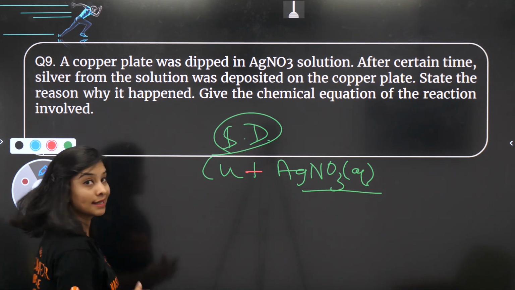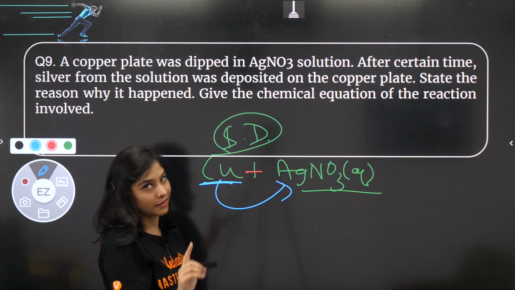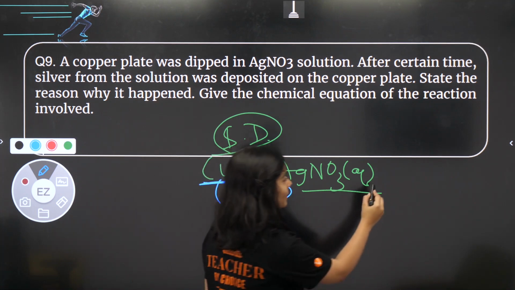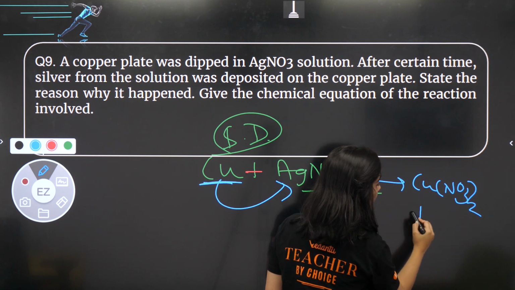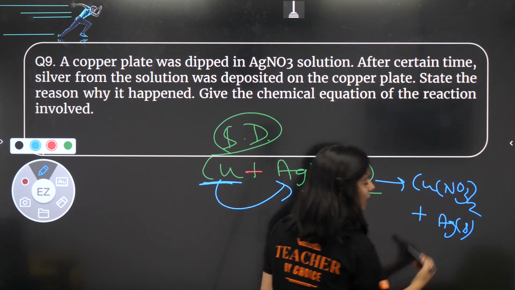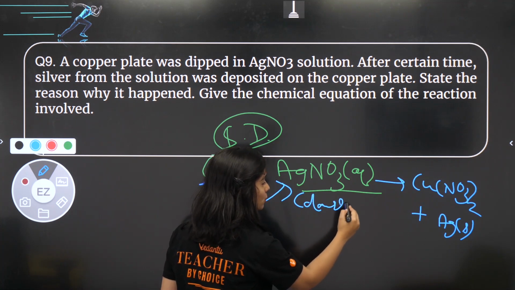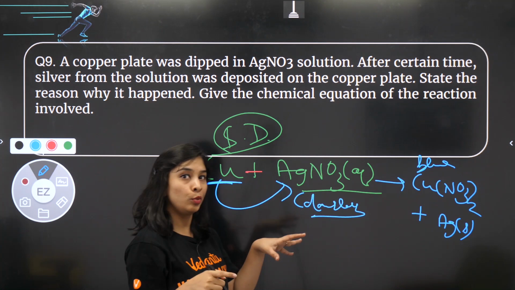और कैसे होगा ये single displacement? Copper, you know, is more reactive than silver, right? No worries and no doubt in that. Copper being more reactive can displace silver to make a copper nitrate solution, and silver will be free. तो क्या होगा? Solution का color colorless से change हो रहा है towards blue color. ठीक है? Colorless solution blue होता जा रहा है.